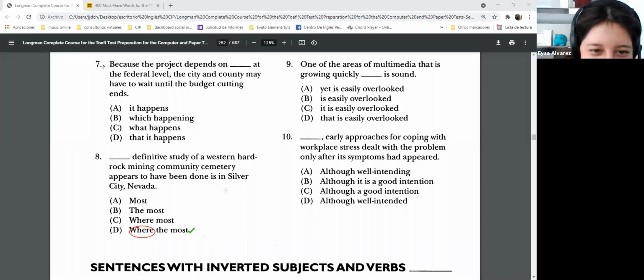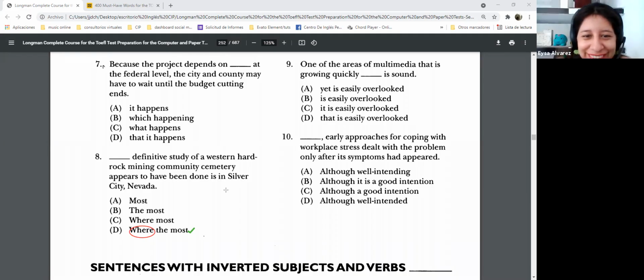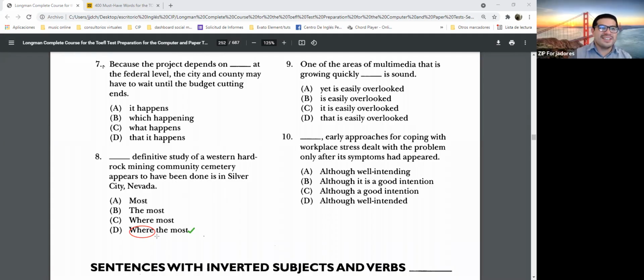Okay, we're talking about the study. The definitive study of a Western. So where the most appears is the definitive study. Where, in this case, is a connector, a reduced connector. So the most definitive study is the subject of a Western.